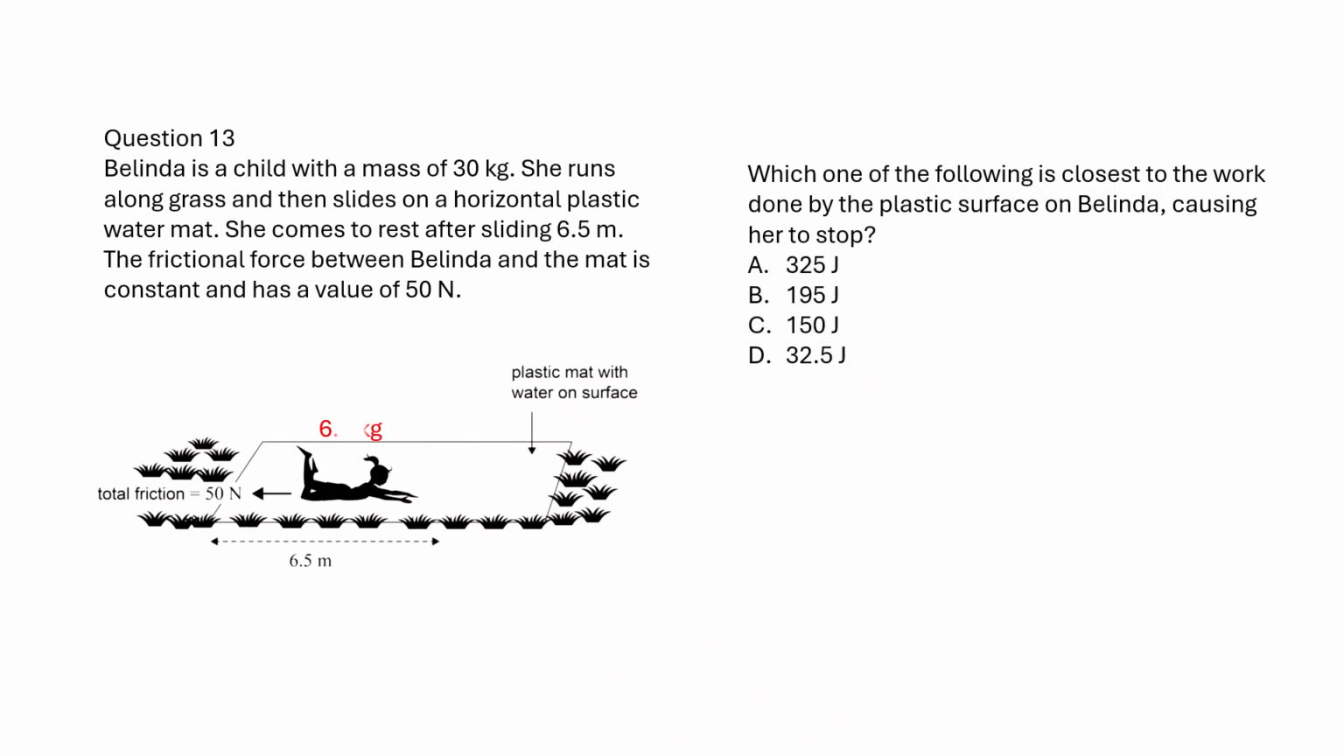A 30 kilogram child slides 6.5 m across a horizontal plastic water mat. The plastic surface exerts a 50 N friction force on her, and the work it does is calculated as the product of the distance and this frictional force.